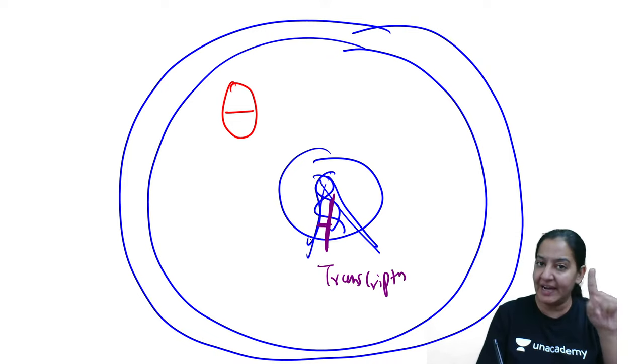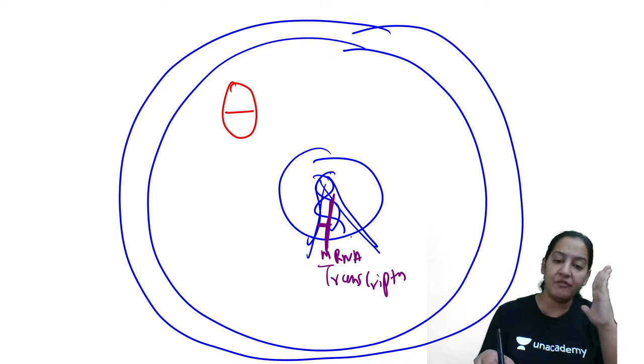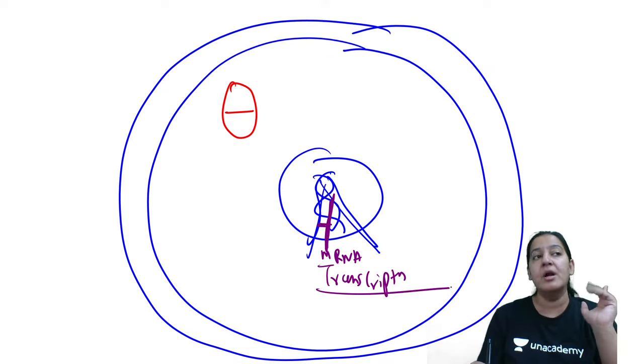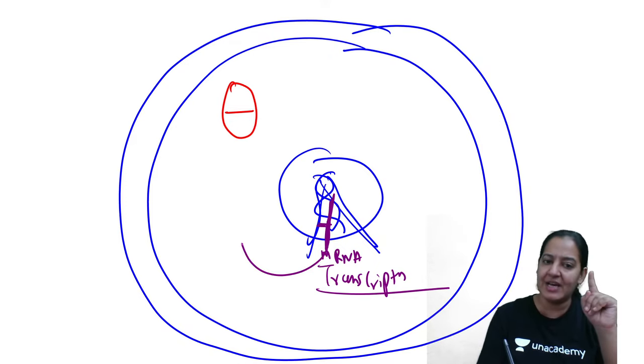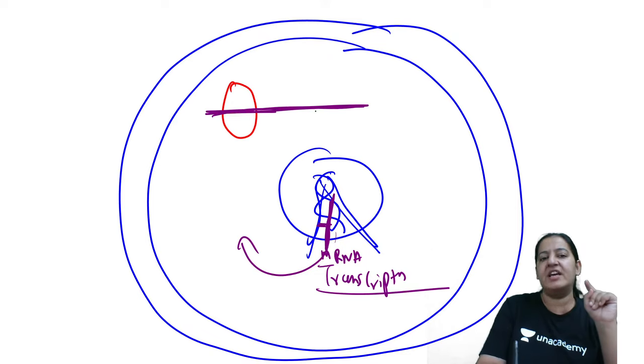So DNA, one of the leading strands of the DNA, gives rise to the corresponding mRNA. The formation of mRNA from DNA is transcription. mRNA is formed in the nucleus. After it is formed in the nucleus, it will come into the cytoplasm of the bacteria and go to the ribosome. So mRNA will fit here in the ribosome.